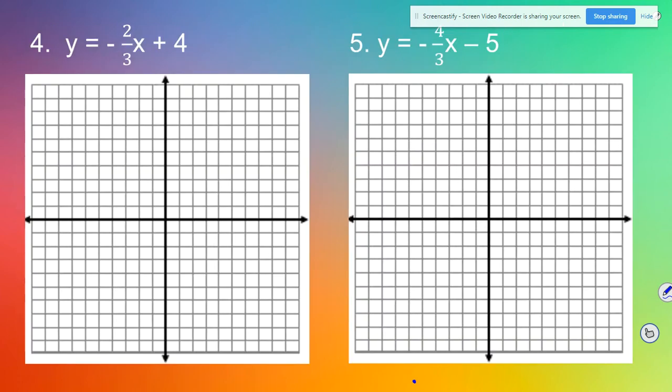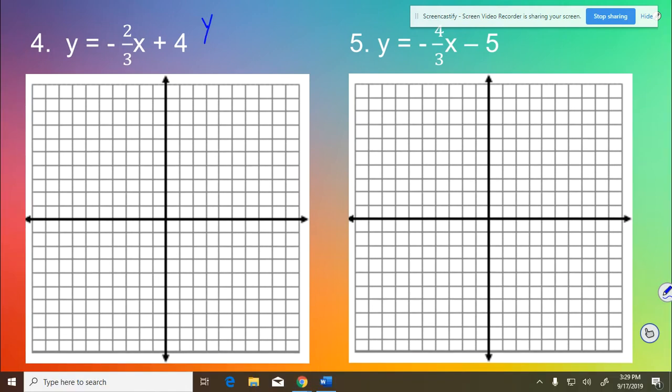Okay, so number 4, we have y equals negative 2/3 x plus 4. So here, our y-intercept is the 4, and our slope is negative 2/3. So we're going to start up at 4, and we're going to go down 2, right 3, down 2, right 3, down 2, right 3.